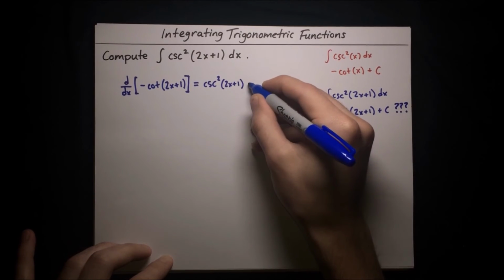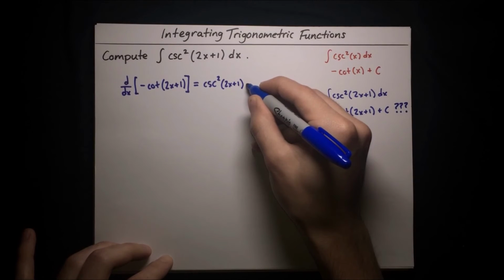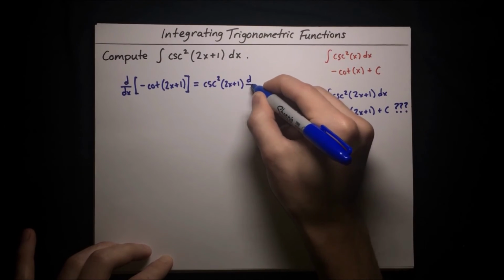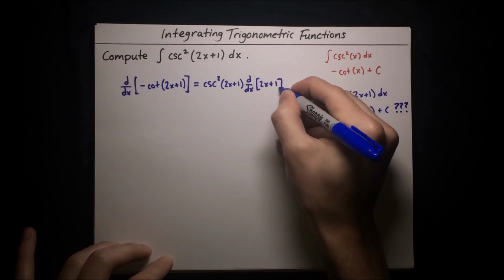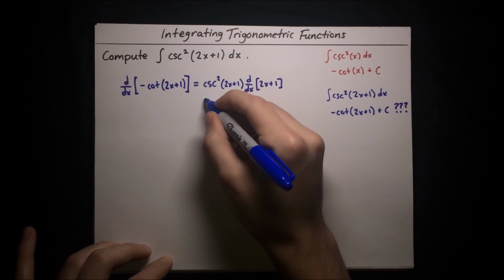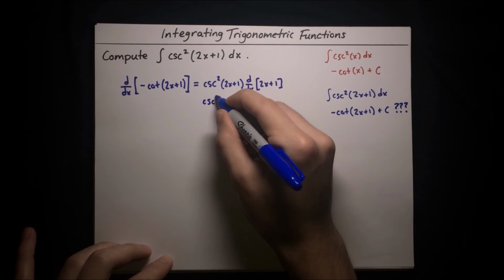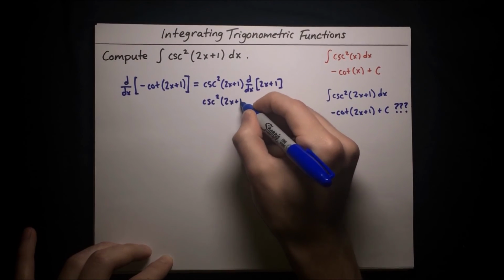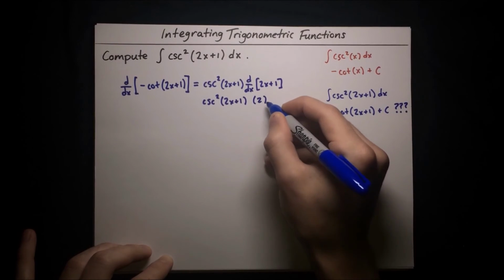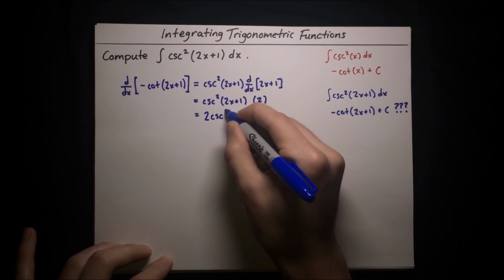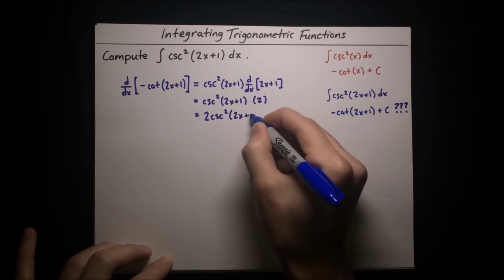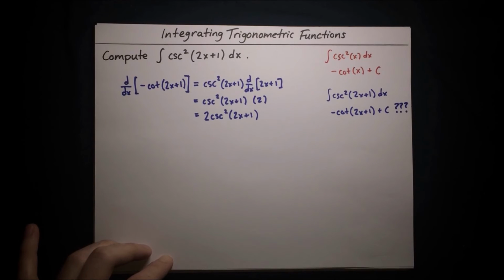But there's one more thing we have to do. Because we forgot about that 2x plus 1, we have to multiply by the derivative of 2x plus 1 at the end. And the derivative of 2x plus 1 is just 2. So we have cosecant squared of 2x plus 1 times 2. We can just write that as 2 cosecant squared of 2x plus 1. So our answer is very, very close, but not quite there. Is there any way that we can slightly modify it so that it becomes correct?